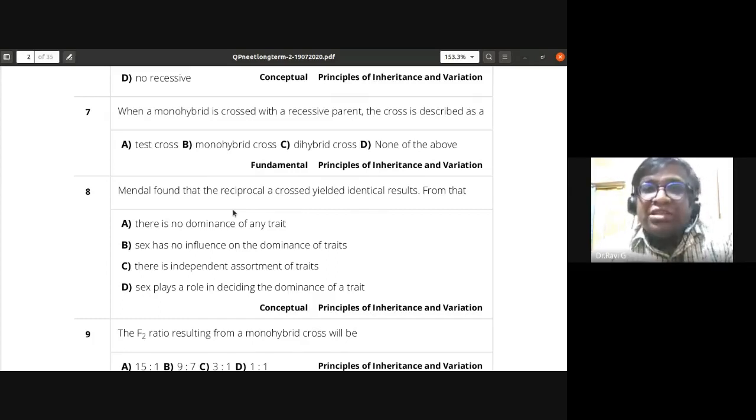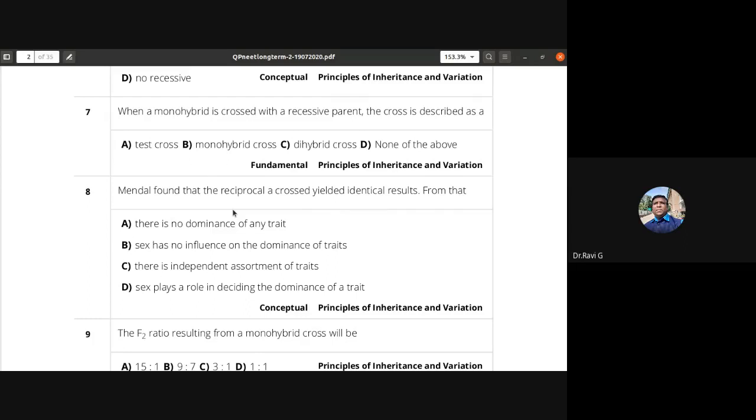If in the test cross we got the result 1 is to 1, then the F1 generation is heterozygous in nature. If we got 100% only one character, it implied that the F1 is pure, the homozygous condition. That is how he was able to find out. Any parent crossed with a recessive parent, we call that cross the test cross. So remember about the test cross. When a monohybrid is crossed with a recessive parent, the cross is described as a test cross. A is the answer.